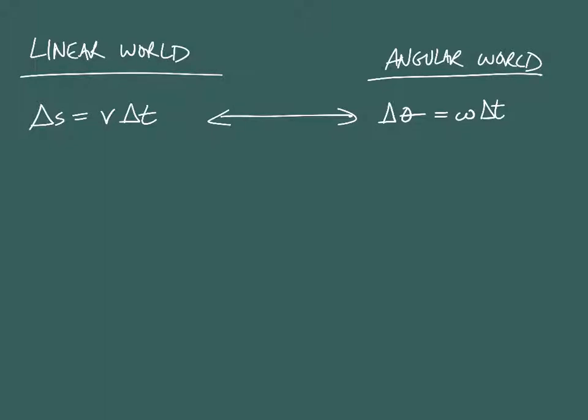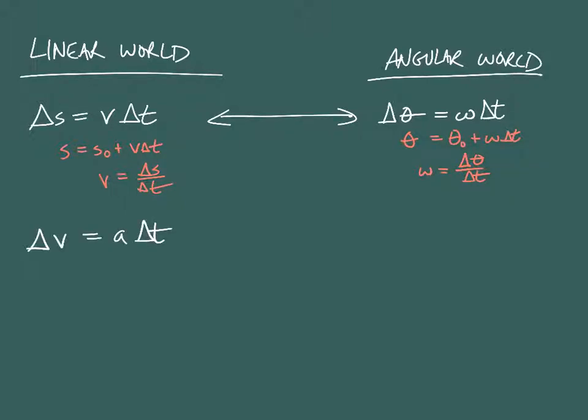So it's really the named variables and their appropriate symbols. And then, of course, this would bust out into, say, S equals S naught plus V delta T. This would be a final theta is an initial theta plus omega delta T. All right. V is delta S per delta T, omega is delta theta per delta T. So just these natural conversions in language. And then you also have delta V equals A delta T in the linear world. So in the angular world, you have a change in angular velocity equals an angular acceleration times time.